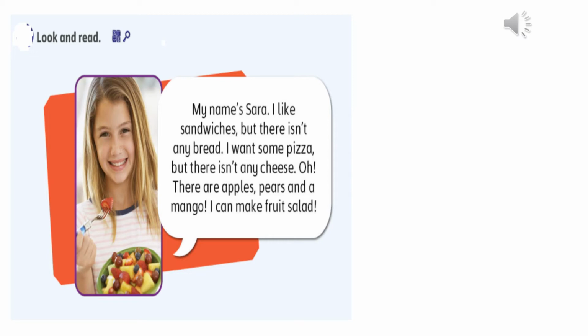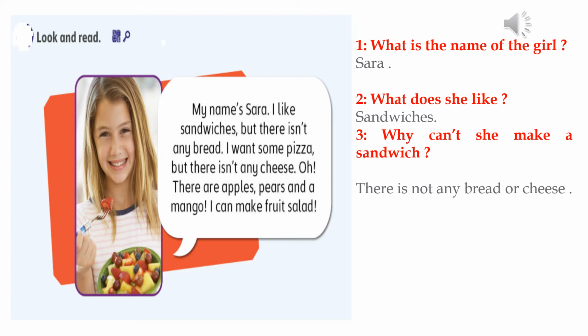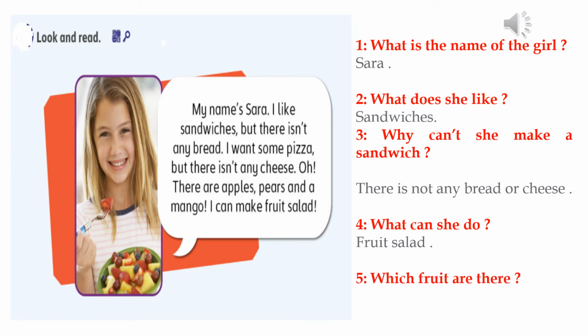Very good. After listening to the CD player, I'm going to ask you some more comprehension questions. What is the name of the girl? Yes, Sarah. Question number two, what does she like? Sandwiches. Question number three, why can't she make a sandwich? Because there is not any bread or cheese. Question number four, what can she do? She can make fruit salad. Which fruit are there? Apples, pears, and mango.